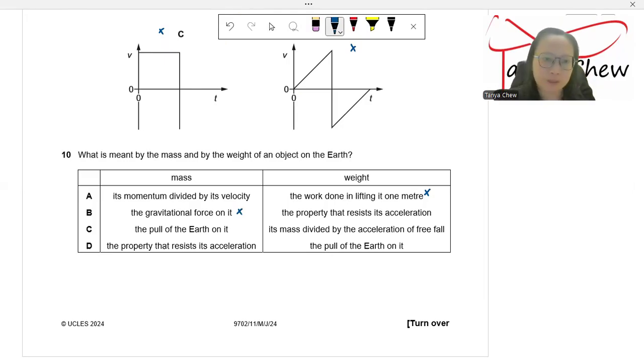Right. C, the pull of the earth on it. Nothing to do with mass. It has something to do with weight. D, the property that resists its acceleration, which is inertia. Inertia can be measured by using mass. There is no apparatus to measure inertia because it is very subjective, right? So larger inertia is due to the larger mass. That is how we see, right? So yes. And weight, the pull of the earth on it, it is also true. Therefore, the answer is D.